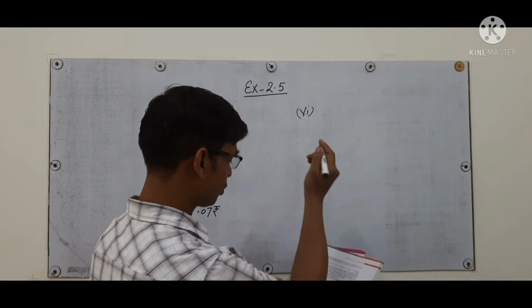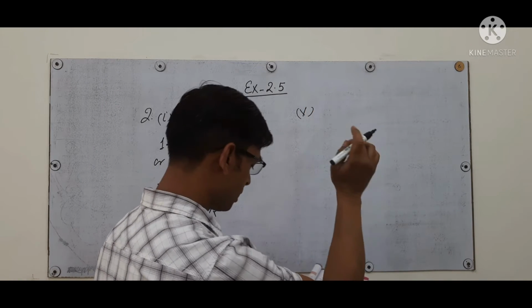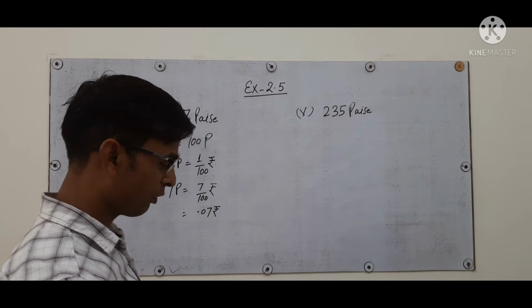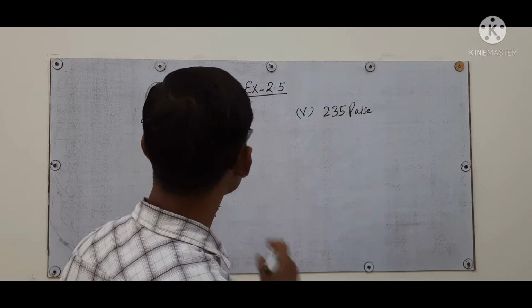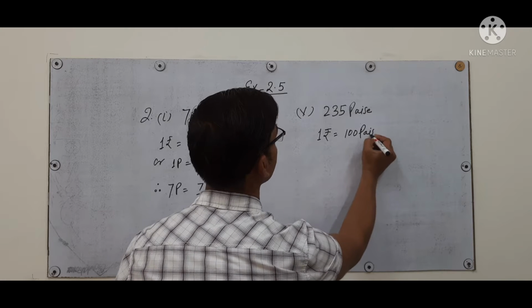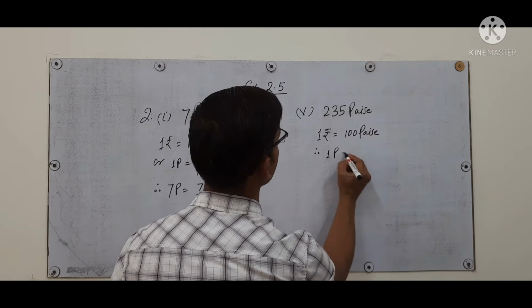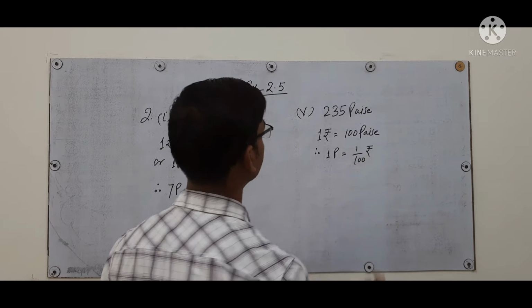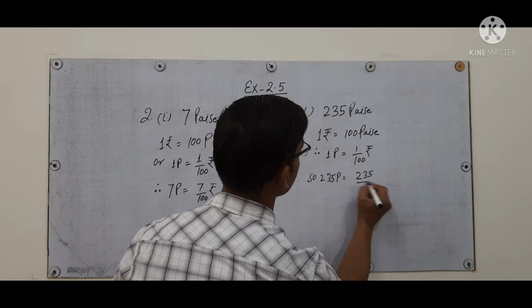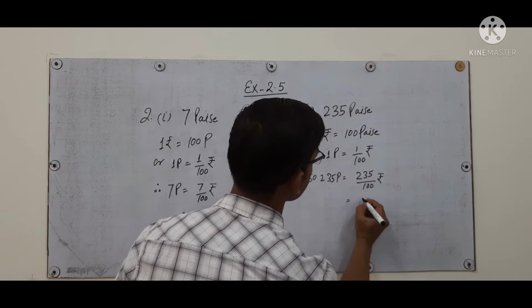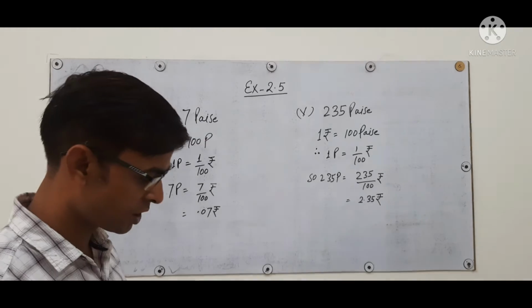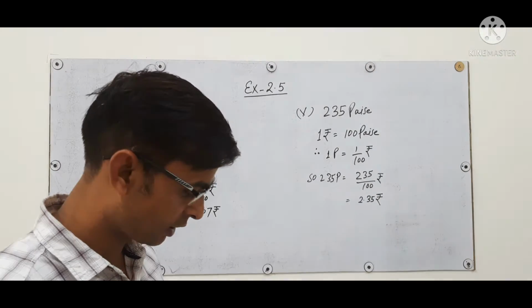So I am just solving question number 5 of this, and question number 5 is 235 paise. So how can we solve it? Yes, correct. By using the same method here. 1 rupee is equal to 100 paise. Therefore, 1 paise will be 1 upon 100 rupee. So 235 paise will be 235 upon 100 rupee, or we can just write it here as 2.35 rupees. Okay, so these are very easy questions, and now we will proceed to solve question number 3.